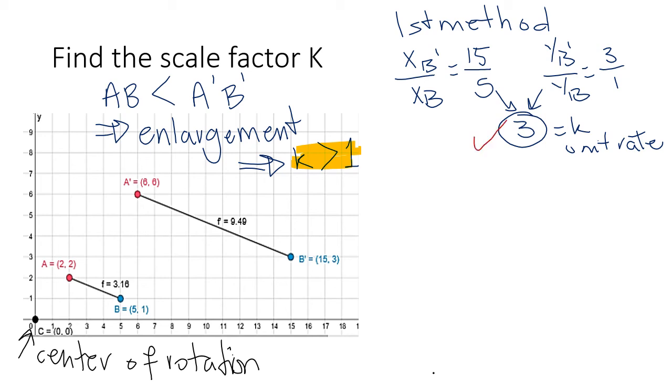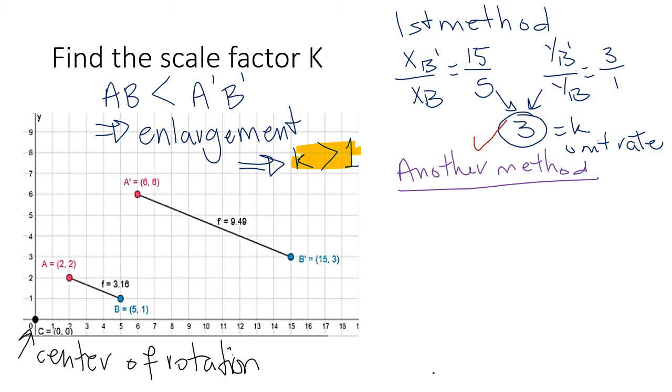Now, what if I need to use the length of the segments? It's very simple. You take A prime B prime and you divide it by AB. Let me show you another method. I'm going to write it in purple, another method. But why bother yourself if you already have the coordinates? It's easier to find it by the coordinates.